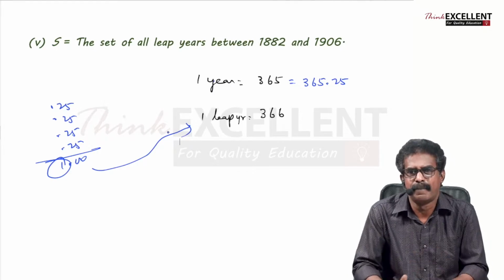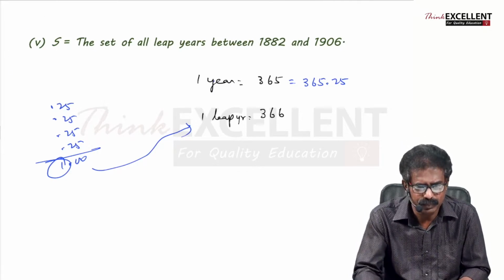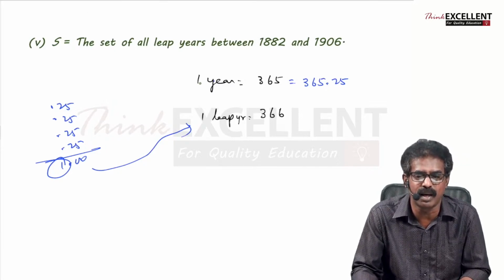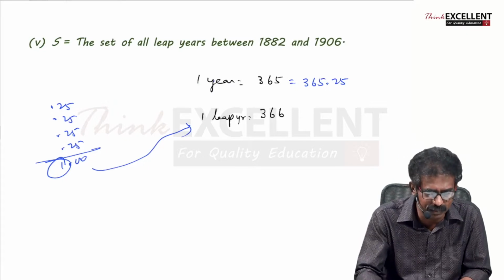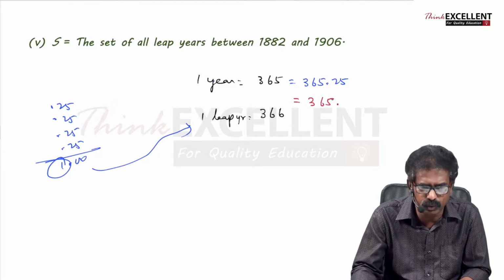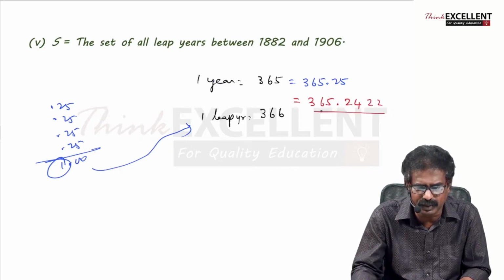Now listen here. Leap year contains how many days? First we said 365. Then you said, no sir, 365.25. But it is not even 365.25. It is actually 365 point, not 25, it is 2422, something like that.